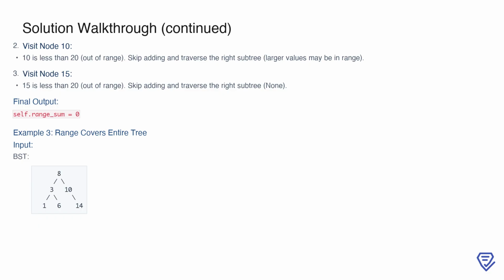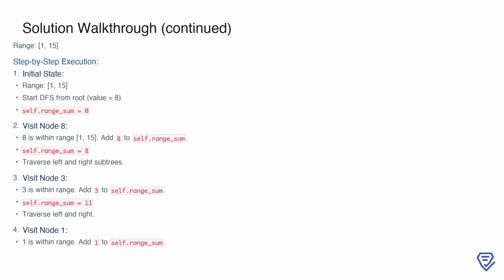In the next example, we are given a binary search tree and a range, 1, 15, which covers all nodes in the tree. We start at the root, which is the node with value 8, and initialize our range sum to 0. The root node, 8, lies within the range, 1, 15, so we add it to our range sum, which now becomes 8. We then traverse both its left and right subtrees. In the left subtree, we visit the node with value 3, which is also within the range. Adding 3 to our sum gives us a total of 11.